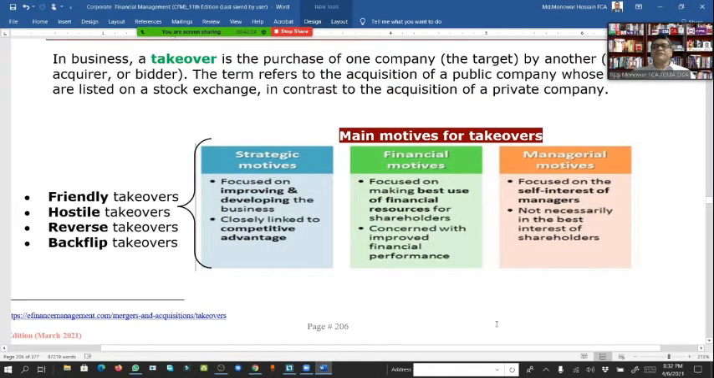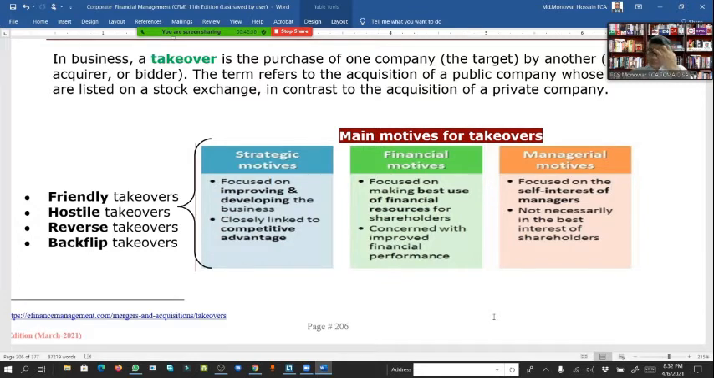Main motive of takeover: strategic motive. Strategic motives means focused on improving and developing the business, leading to competitive advantages, and financial motives focus on making best use of financial resources for shareholders, concerned with improved financial performance.